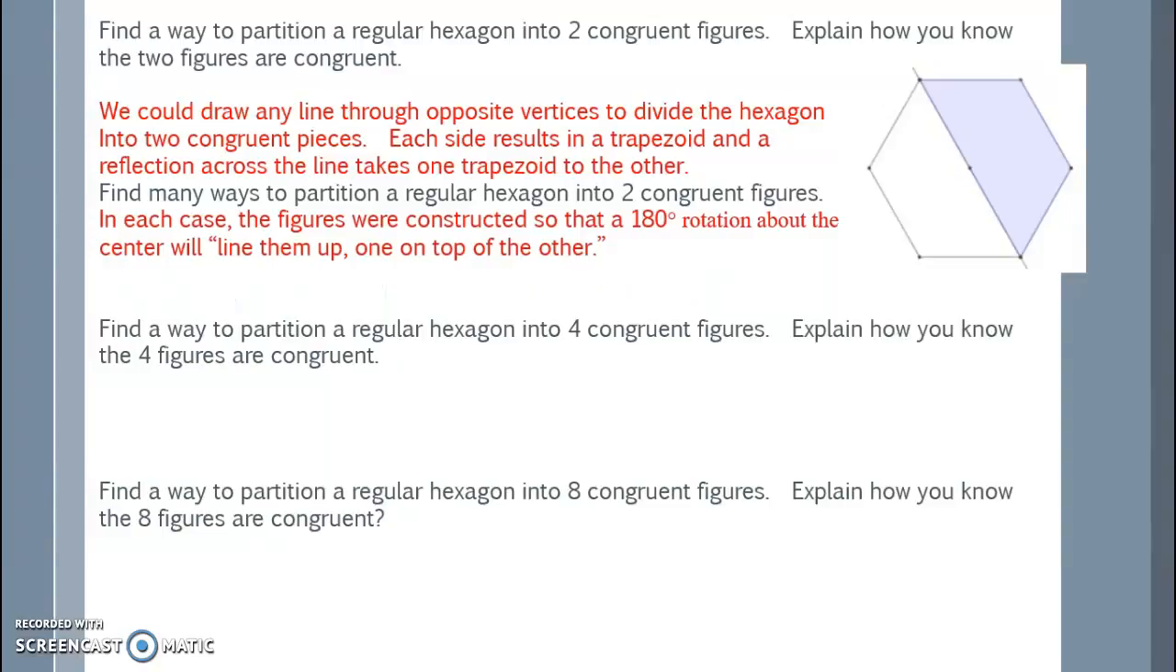So in each case, the figures were constructed so that a 180-degree rotation about the center will line them up one on top of the other.